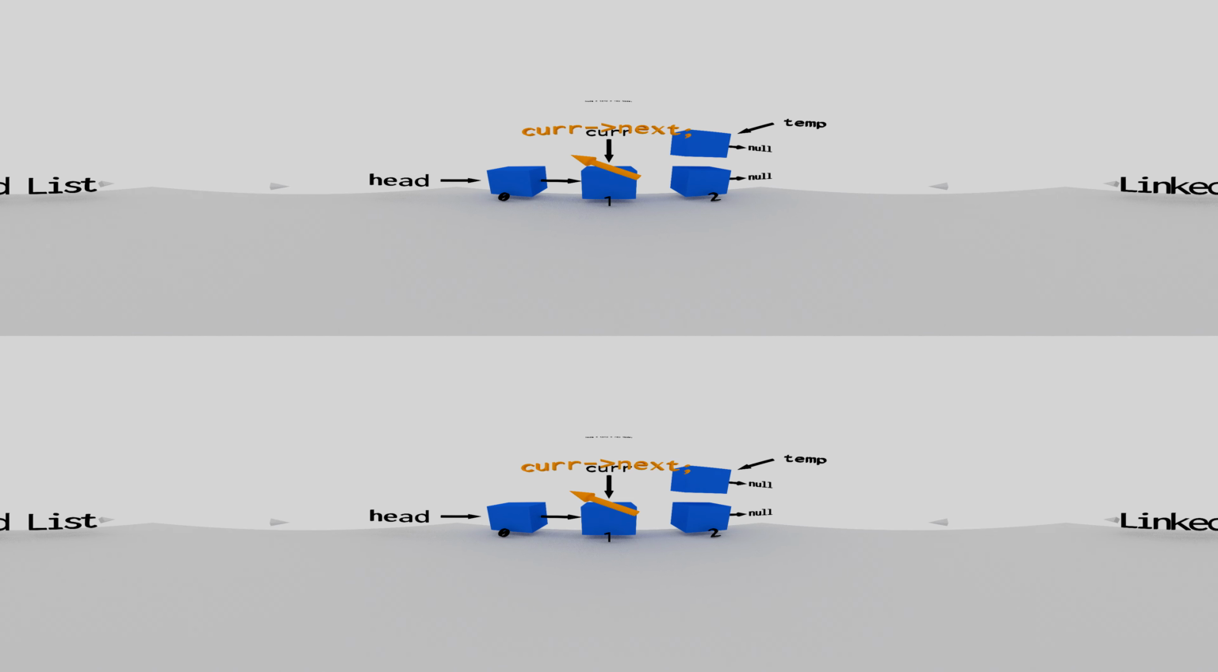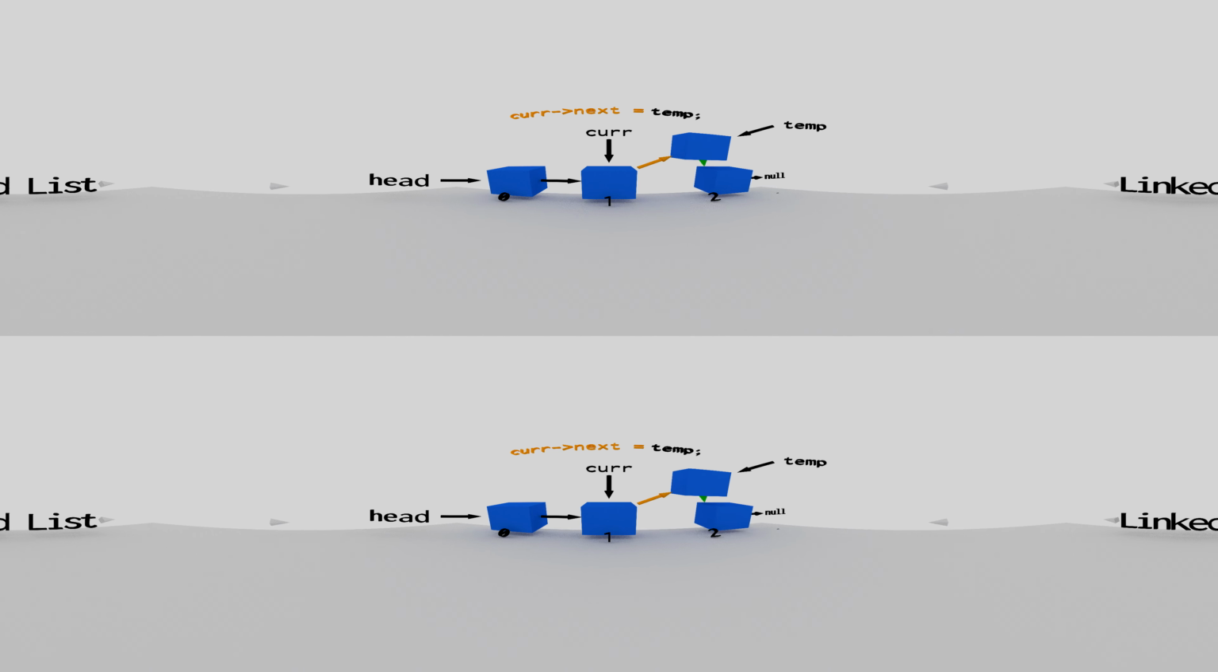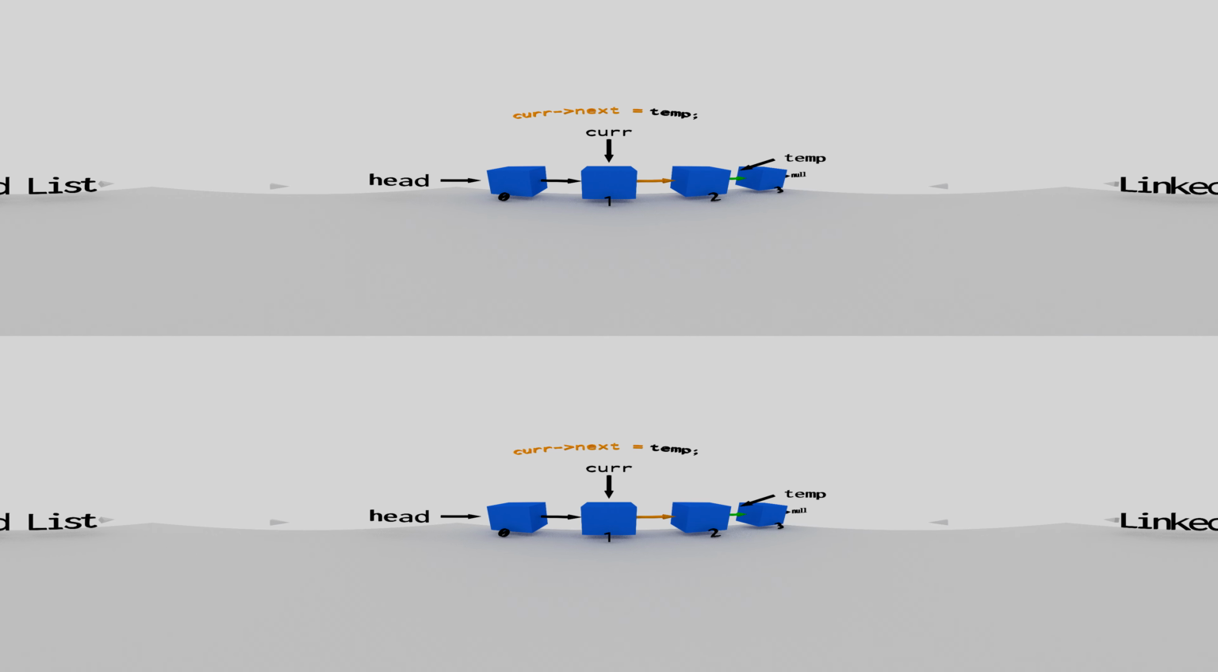Now we create the new node we want to insert, and hold onto it with a temporary pointer. To begin integrating the new node into the list, we set the new node's next pointer to the node at index 2. And we set the next pointer of the node at index 1 to temp. Good, we have successfully inserted a new node at position 2.